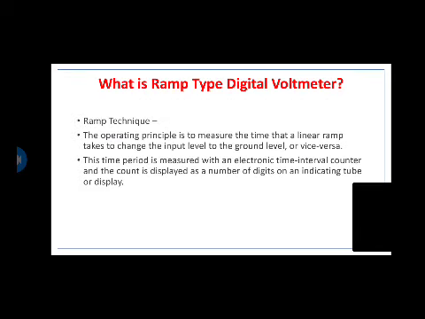What is RAMP type digital voltmeter? RAMP technique. The operating principle is to measure the time that a linear ramp takes to change the input level to the ground level or vice versa. This time period is measured with an electronic time interval counter, and the count is displayed as a number of digits on an indicating tube or display.